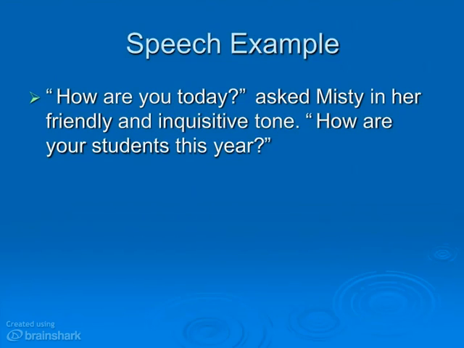"How are you today?" asked Misty in her friendly and inquisitive tone. "How are your students this year?" So based on Misty's speech, what can we infer? Well, we can infer that Misty is curious because she's asking questions. She seems social, like she wants to talk with people, and she seems warm and kind. Her questions seem to genuinely want to know how the person is doing.